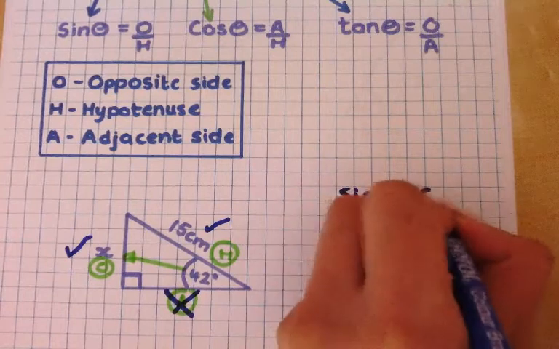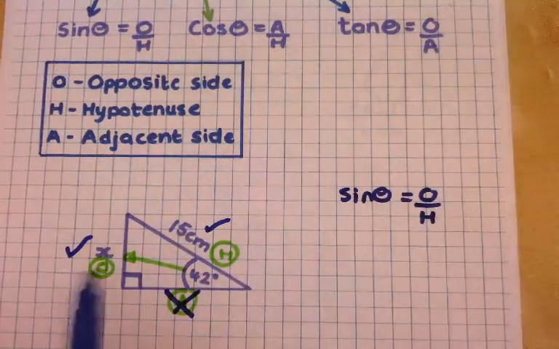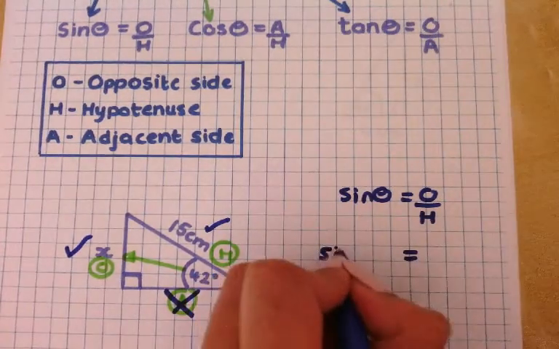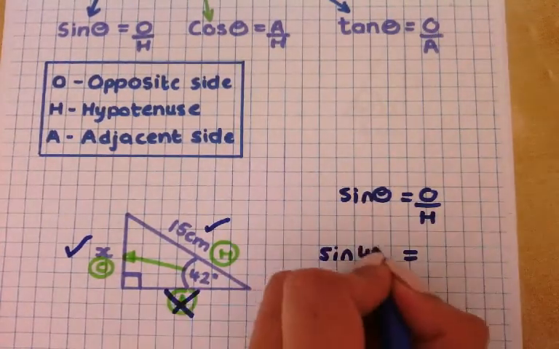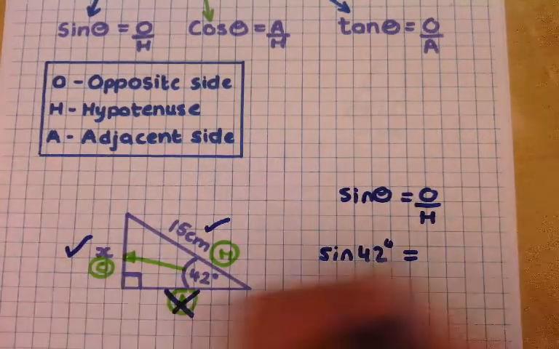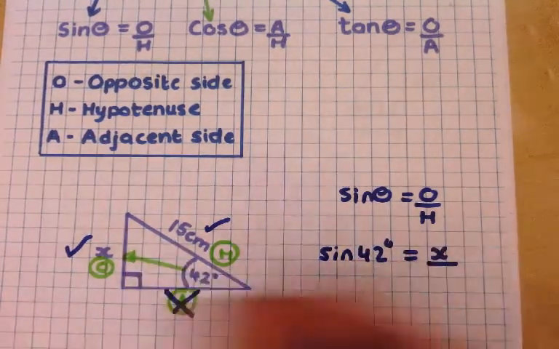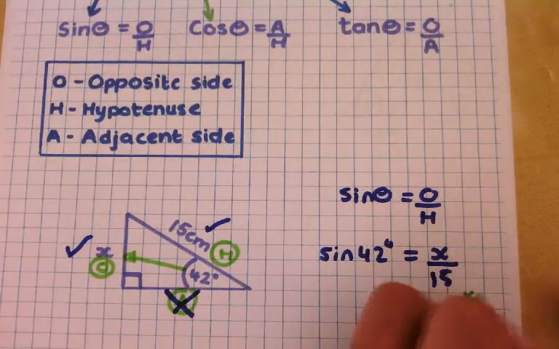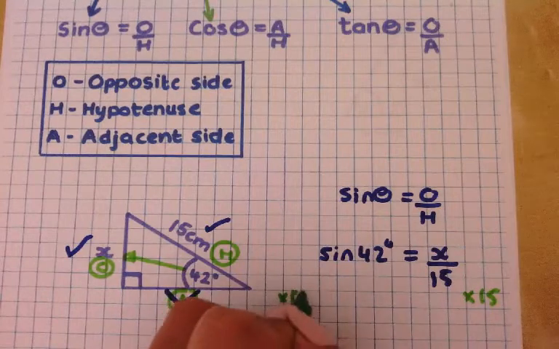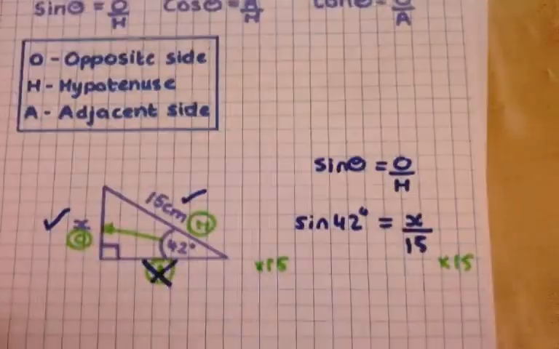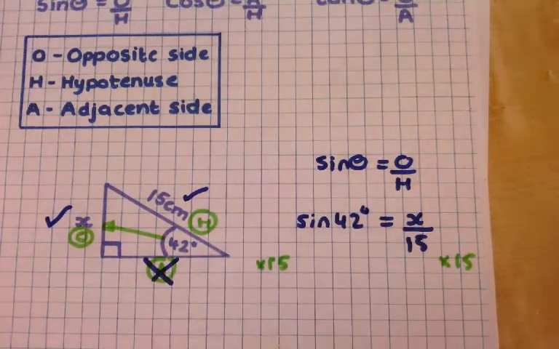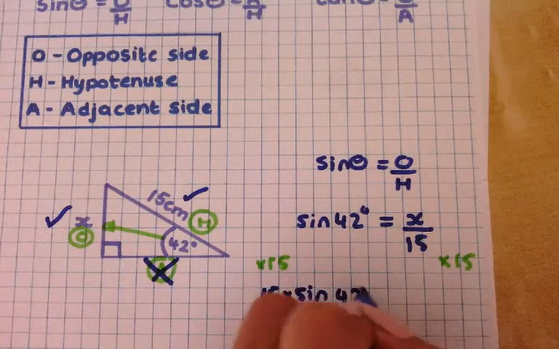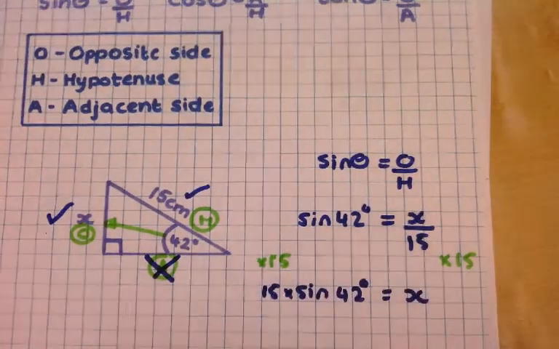Sine theta is O over H, and I'm going to substitute the numbers into this equation. So I'm going to write down sine theta is the angle, 42 degrees, is O is x over the H, which is 15. Then I need to get x by itself by multiplying both sides by 15. So 15 times sine 42 degrees equals x. I have x by itself now.